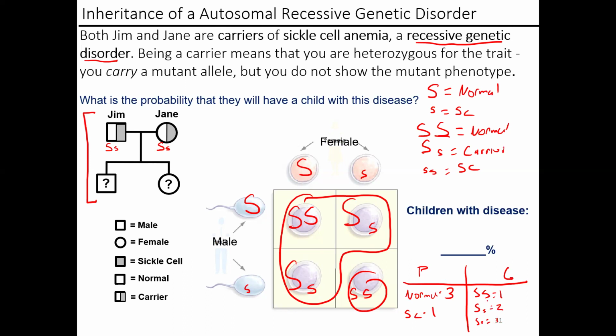The reason why this is different is because we have that special carrier. So in this case, they have a 75% chance of a normal kid, and then they have a 25% chance of somebody having sickle cell anemia. But when we look at the genotypes, we have a 25% chance of them being 100% normal. We have a 50% chance of them being a carrier. And then finally, we also have a 25% chance of them having sickle cell anemia.